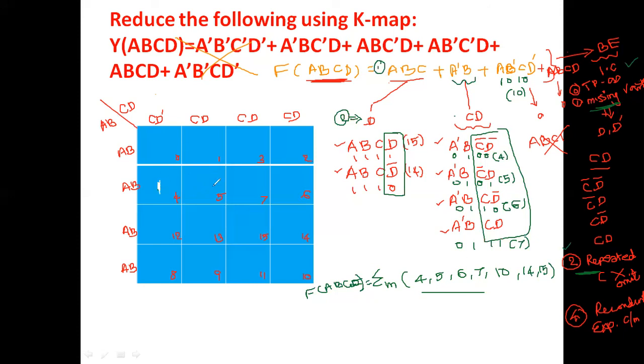Then 5 is given 1, and then 6 is given 1. Please listen. This is 7. If you are strong, you can do it directly, no problem. No need to wait for me. You can do it. And then 10 is given, and then 14, and then 15.